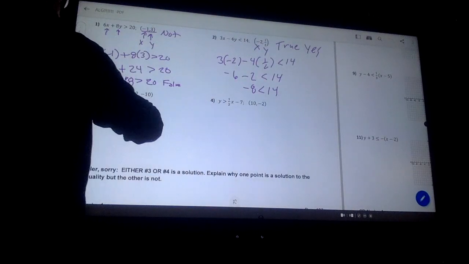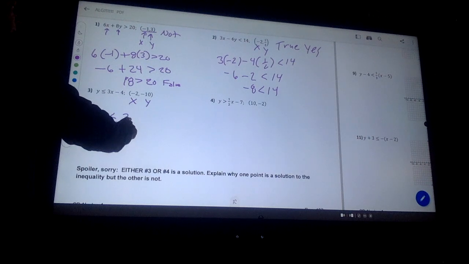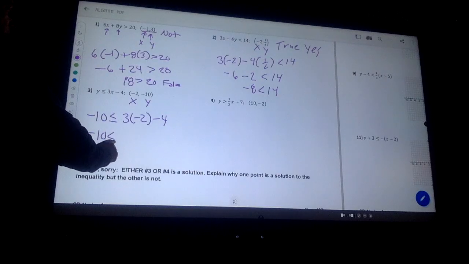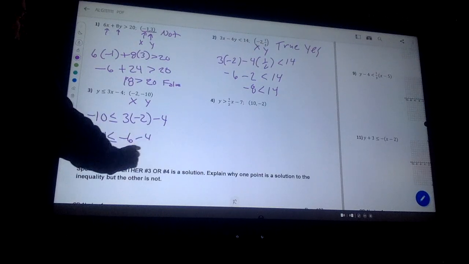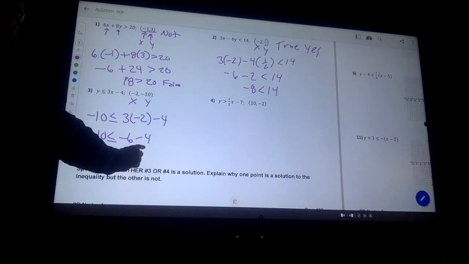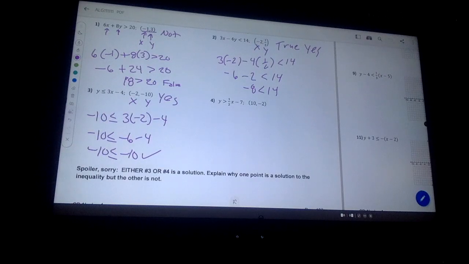if this makes a true statement. So I'm going to get negative 10 for my y value. It's less than or equal to 3 times negative 2 minus 4. Negative 10 is less than or equal to negative 6 minus 4. Is negative 10 less than or equal to negative 10? It is, so this is a solution. Okay? If you didn't have the equal sign, it wouldn't have been, but it worked out nicely.